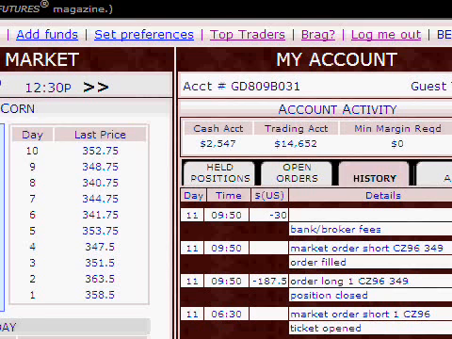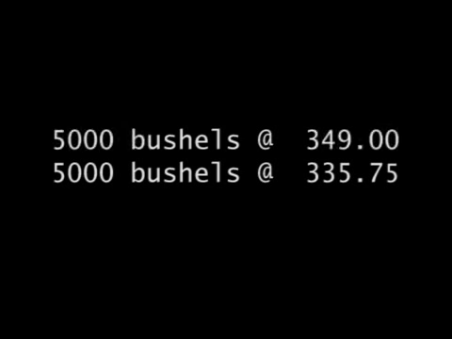We went long on 5,000 bushels of December 96 corn at $335.75. After 4 days, we went short on 5,000 bushels of December 96 corn, and the price was $349. So we bought it at $335.75, and we sold it at $349. Easy so far? Subtract the long position from the short position to get the change in price, which is $13.25. That's 13 and 1/4 cent. And yep, that's our gain, 13 and 1/4 cents.